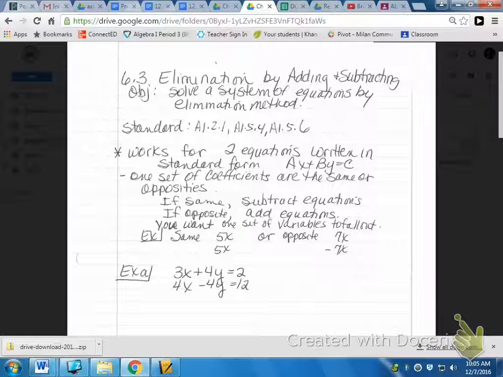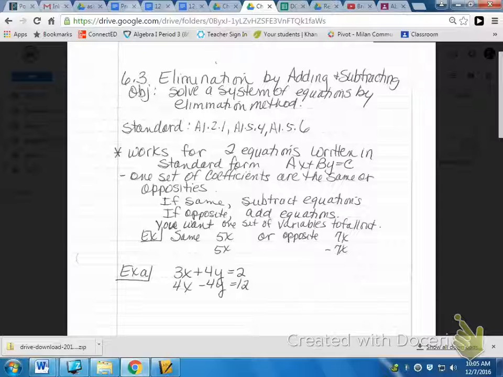Yesterday, the method was best if one of the equations was already y equals or x equals. This method is better for standard form. What's going to happen is one set of coefficients are either going to be the same or they're going to be opposites. Coefficients being the numbers in front of your variables. If they're the same, you're going to subtract the two equations so the variable falls out. If they're opposites, you're going to add the equations so they fall out.